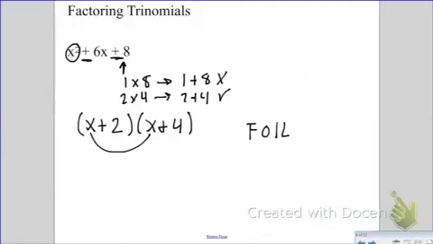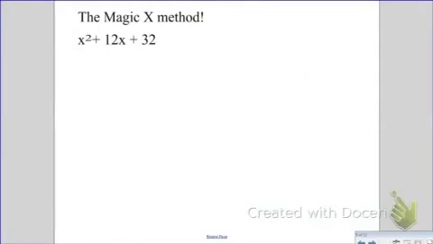Like x times x is x squared. x times 4 is 4x, and 2x makes 6x, and 2 times 4 is 8. So you can check to see if it works by trying out FOIL. That's just a way to check it. There is another way to do it, and it's called the magic X. It doesn't really teach you all the possible ways and a more deep understanding, but it is a fast way to factor. The way the magic X works, it works like this.